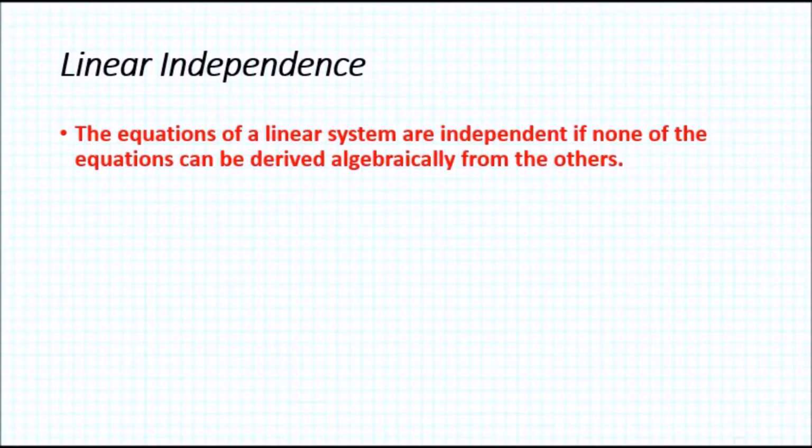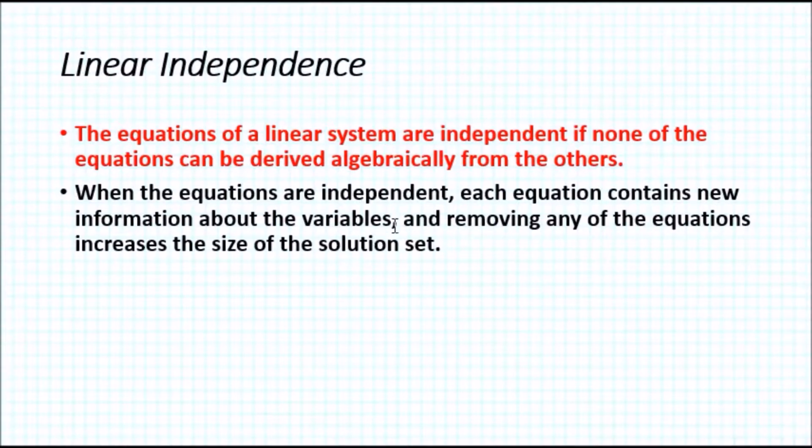Okay guys, so in this video I would like to discuss linear independence and how it actually works with a system of linear equations, namely two or three for the basic example. I wrote that the equations of a linear system are independent if none of the equations can be derived algebraically from others. So in this case, every equation has to be a unique equation. Also, when the equations are independent, each equation contains new information about the variables, and removing any equation increases the size of the solution set.